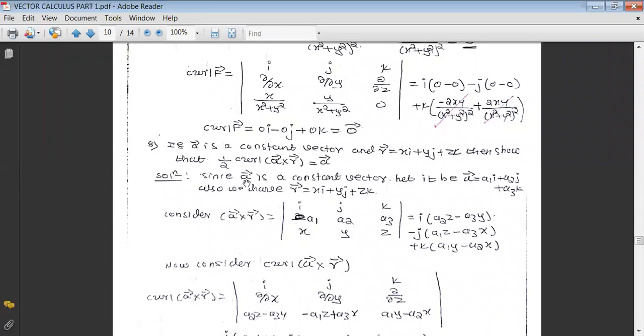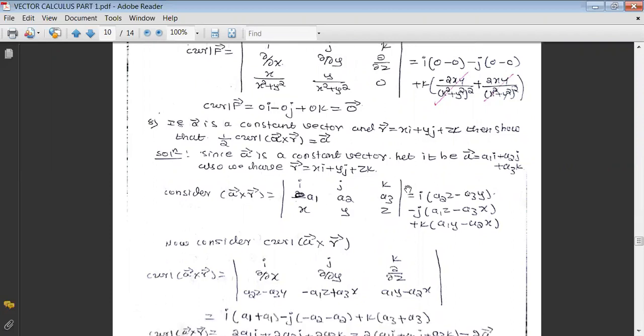Since a bar is given as a constant vector, let a bar equal a1i plus a2j plus a3k, where a1, a2, a3 are constants. And we have r bar as xi plus yj plus zk. Therefore, consider a bar cross r bar. It is a determinant whose first row elements are i, j, k, the second row elements are the components of a, that is a1, a2, a3, and the third row elements are the components of r, they are x, y, z.